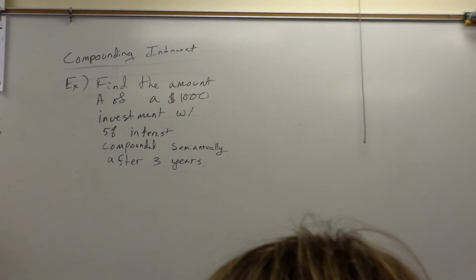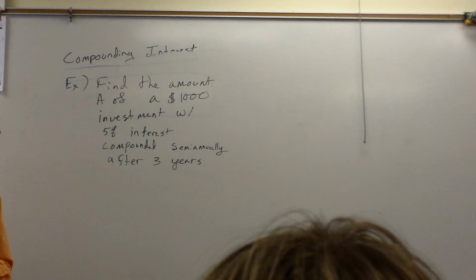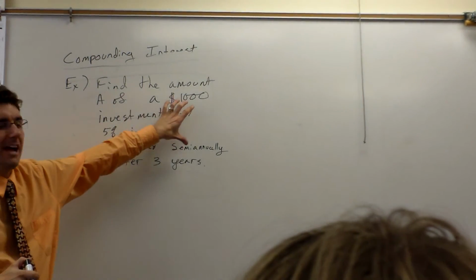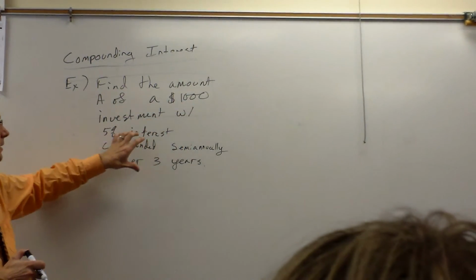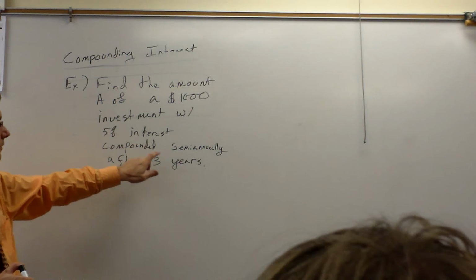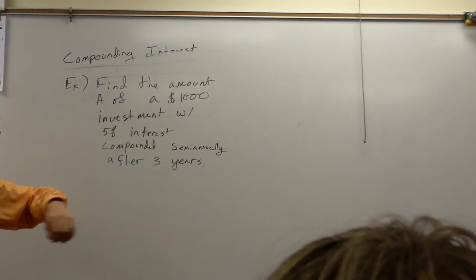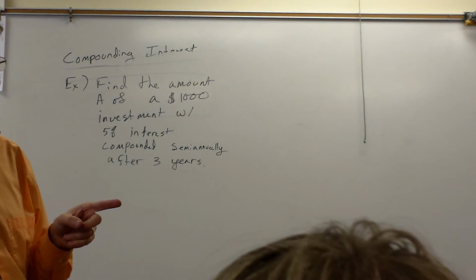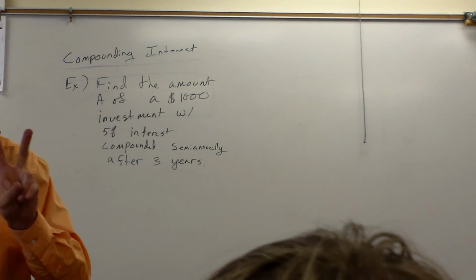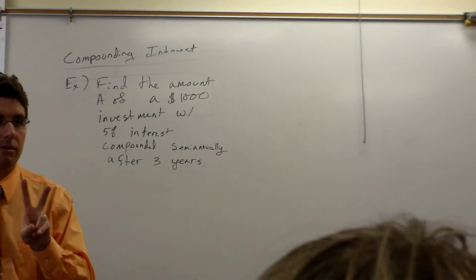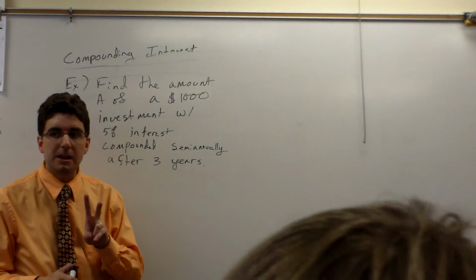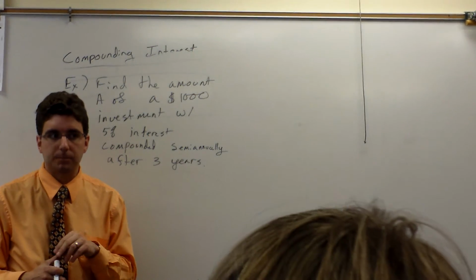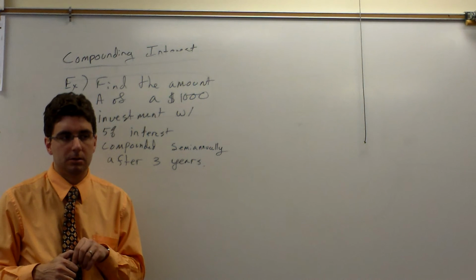Okay, so instead, we're going to take the exact same numbers. $1,000 initial investment, 5% interest, over the course of 3 years, but instead of compounding once a year, we're going to compound how much? Twice a year. Twice. We're going to compound twice. Does anyone not understand what I just said? Raul? How does that fit into the equation?